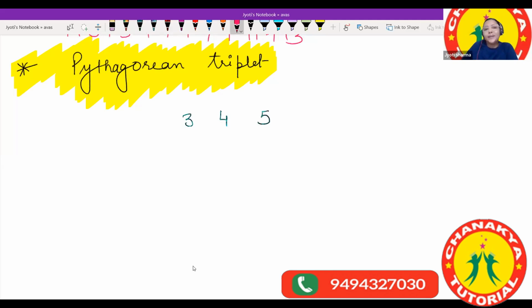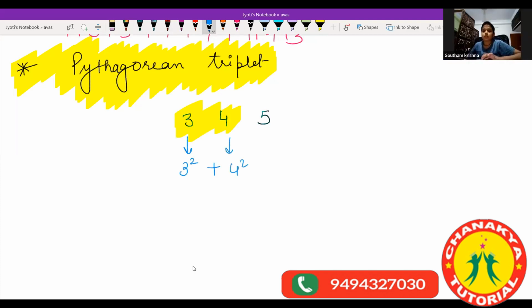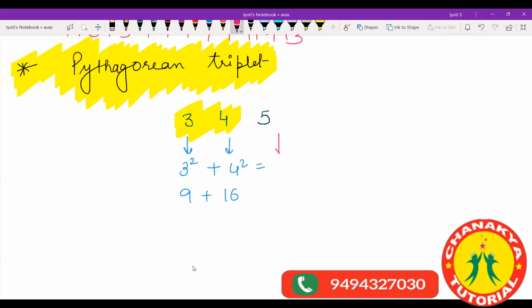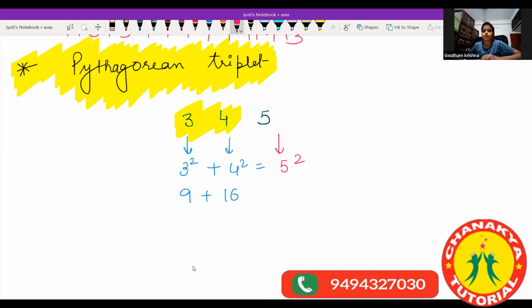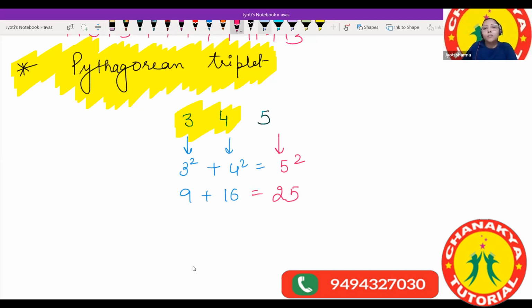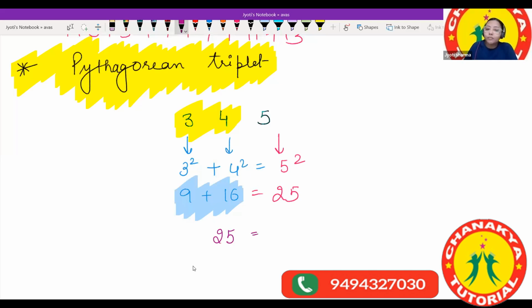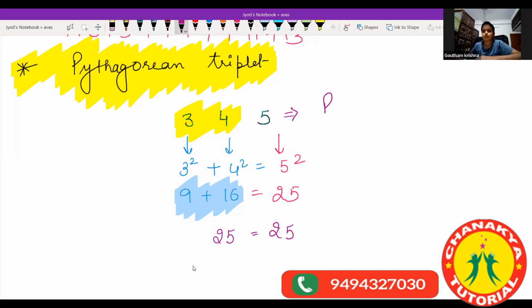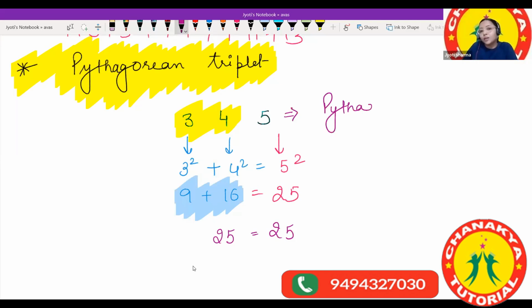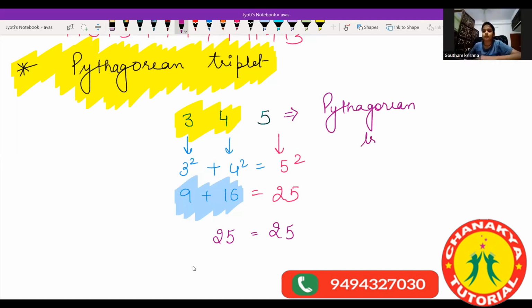Okay. Now in this, you will take the squares of two numbers, and that is equal to the square of the third number. What is 3 square? 9. What is 4 square? 16. And what is 5 square? 25. Now 9 plus 16 is 25. Do you see? This is the Pythagorean theorem. 3, 4, 5 are known as a Pythagorean triplet.